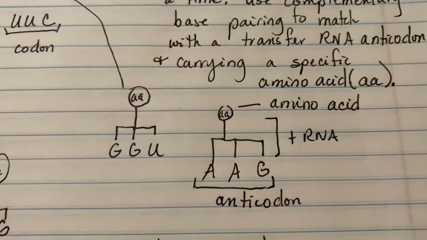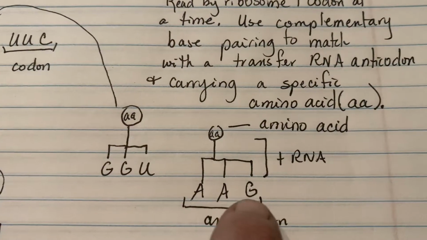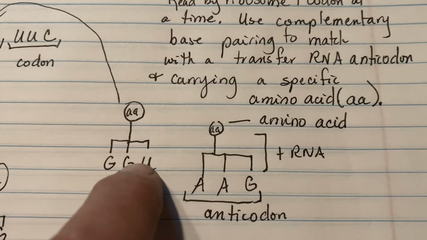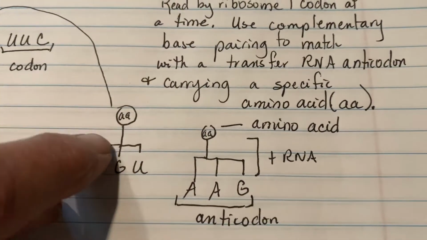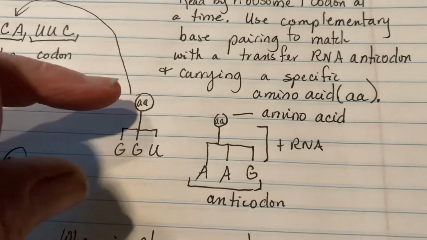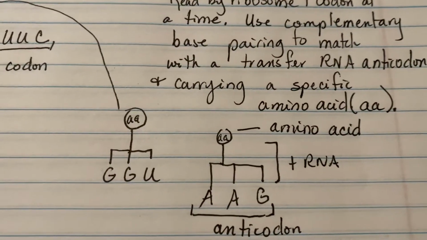So let's look at the structure of transfer RNA. Here on one end of it is your anticodon. Here's another transfer RNA. There's your anticodon. Then there's a representation of your transfer RNA. And then, of course, there's your specific amino acid sitting on top.